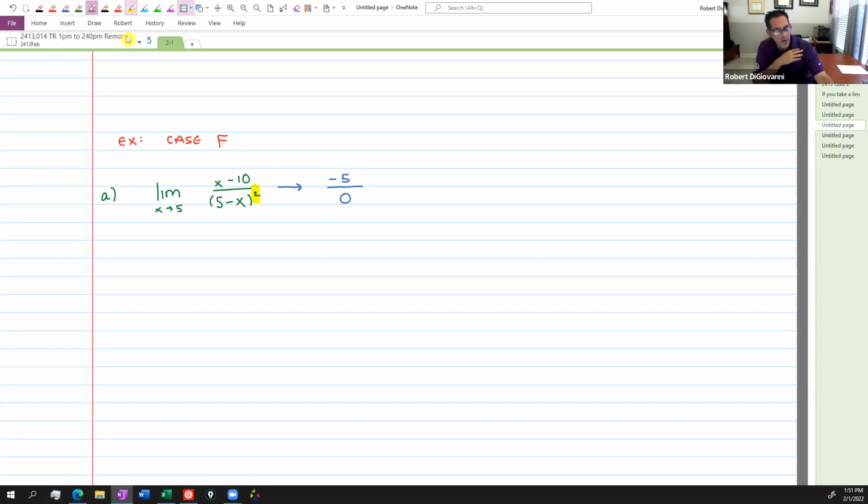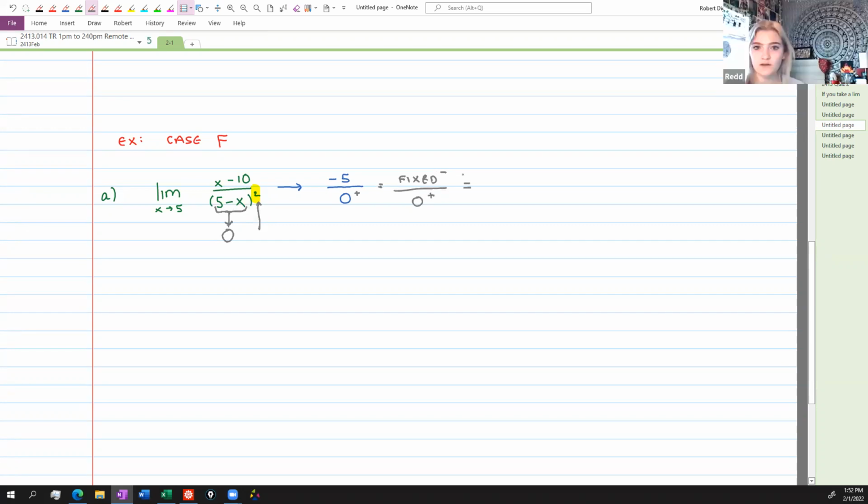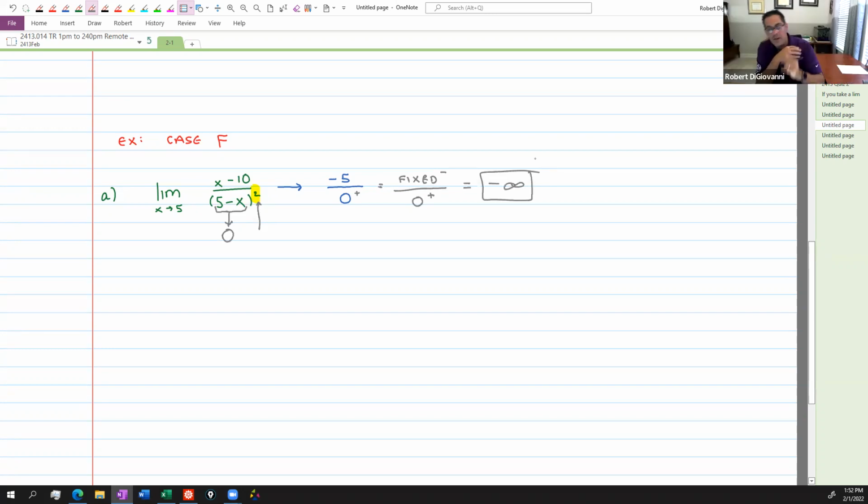See, we know that this inside here is headed to zero, right? And depending on which side of five we're coming in from, it might be a really small positive number or a really small negative number, but it doesn't matter because we're going to wind up squaring it. And once we square it, it's positive. So we know right now that this is positive. There's no other thing we have to do, which means the top's headed to a fixed negative and the bottom's headed to zero through positive numbers. So Red, what do we get? A negative infinity. There we go. You see that little subtle difference in this problem? That squared made our lives a lot easier.